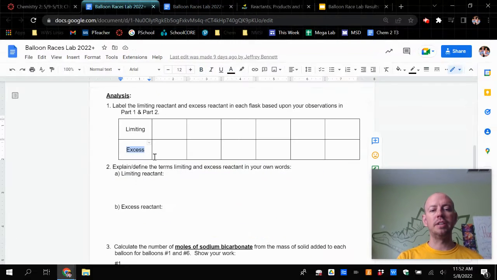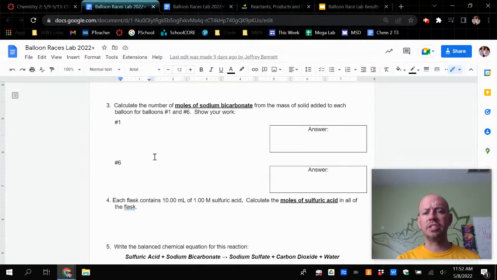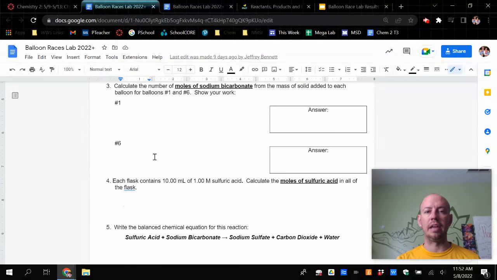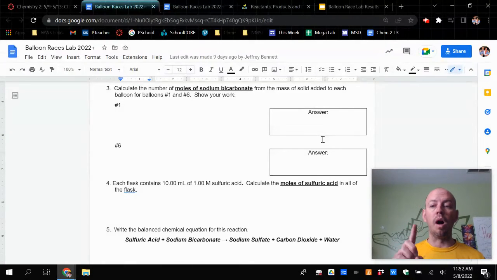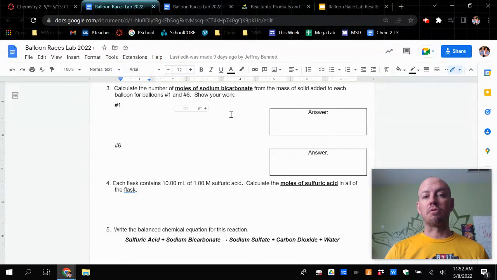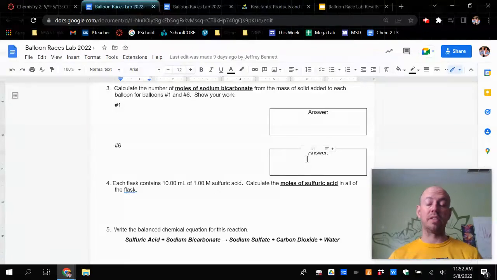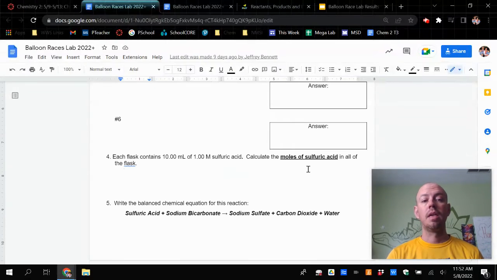So then what we're trying to do with our calculations is just think about how much stuff did we put in. So this is a simple one-step train track, grams to moles. There's no mole ratio. It's just add up the molar mass of sodium bicarbonate, grams to moles, grams to moles. You've got two different answers here. One is bigger than the other because in flask one, we put a tiny bit of solid. Here we put more.